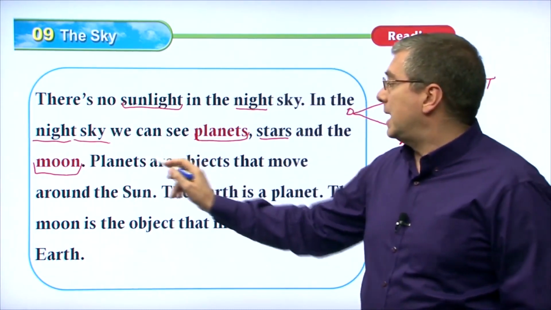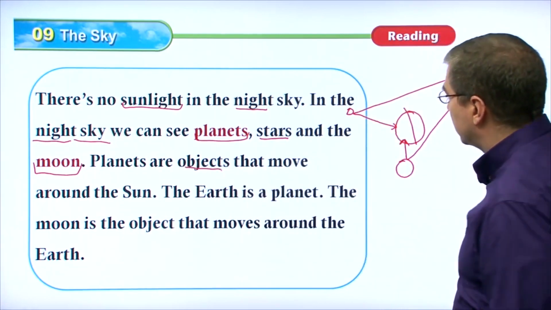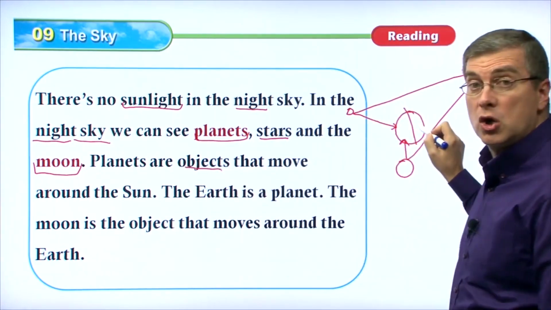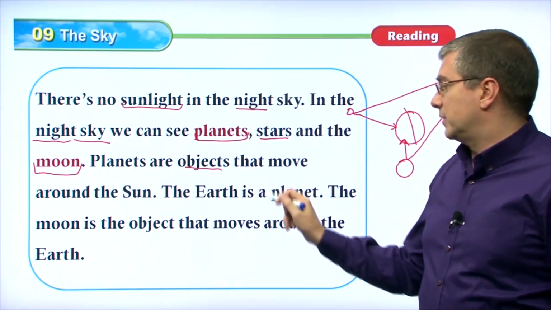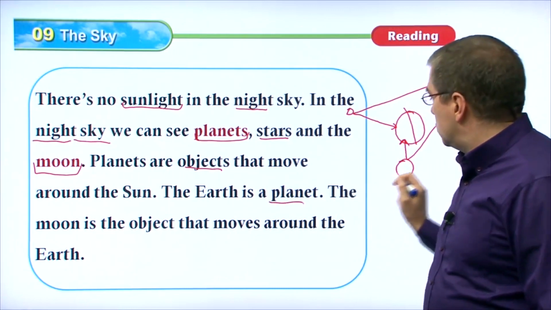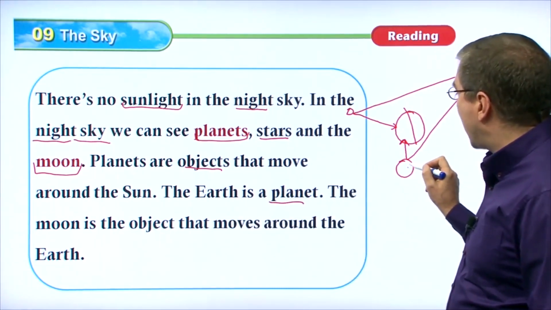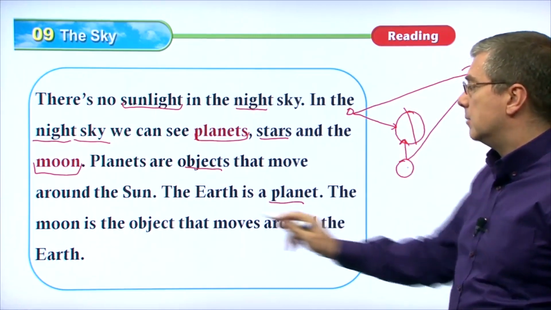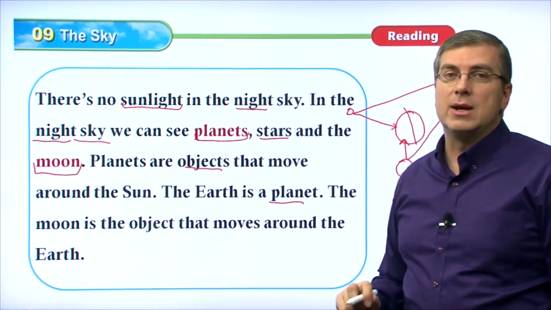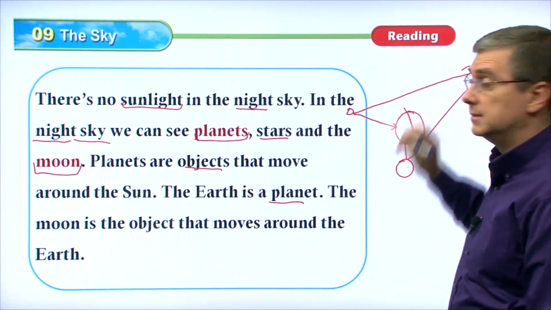Okay, planets are objects that move around the sun. So these planets, of course, are moving around the sun. The Earth is a planet. It moves around the sun. The moon, what I've shown here, is the object that moves around the Earth. So it's moving around the Earth. And the Earth is a planet that moves around the sun.